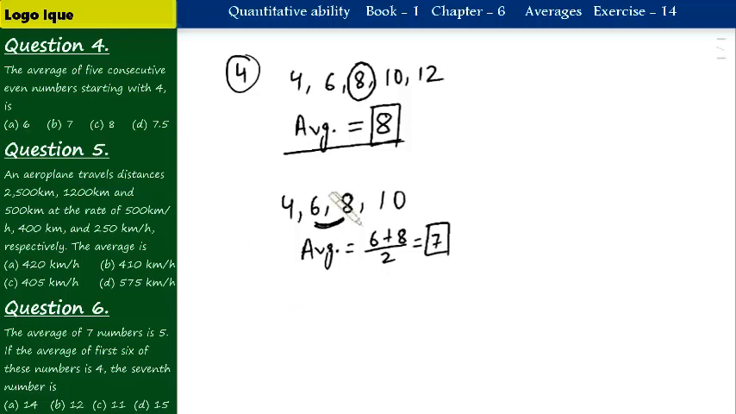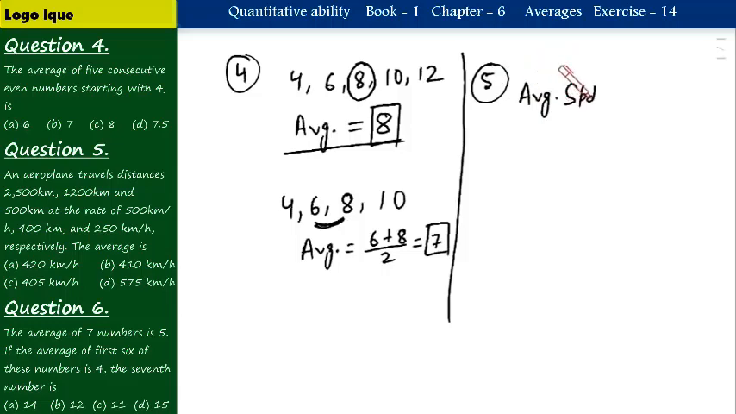Okay. Now question number 5. Question number 5 says an aeroplane travels distances 2500 kilometers, 1200 kilometers and 500 kilometers at the rate of 500 kilometers per hour, 400 kilometers per hour and 250 kilometers per hour respectively. The average speed is, okay. Now we know that average speed is equal to total distance upon total time. In this case, the times are not given, so you have to calculate the times.